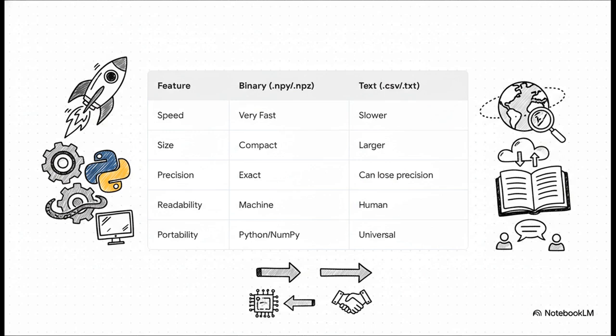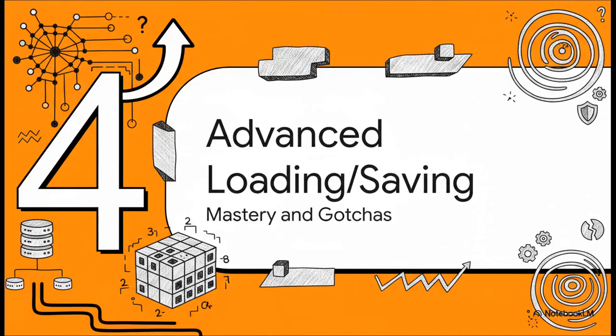So here's a great rule of thumb. If your data is going to stay within your Python workflow, stick to NPY or NPZ. If you need to share it with someone else or just look at it in a spreadsheet, a CSV is your friend. Okay, you've got the fundamentals down solid. Now it's time to level up. We're going to dive into a few advanced techniques and, just as importantly, some of the common gotchas or pitfalls that can trip you up. Getting these right is what really separates the pros.